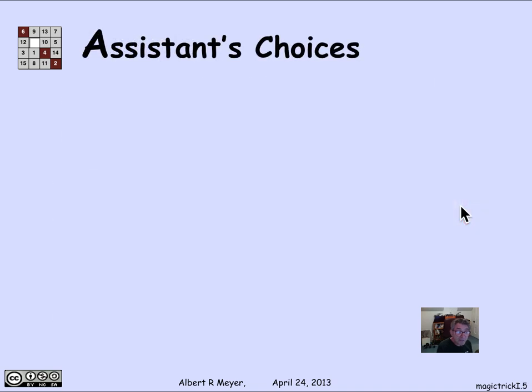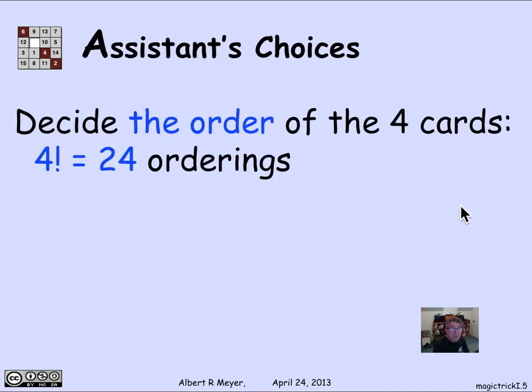Well, if you think about it a little bit, what the assistant can do is decide on the order in which to reveal the 4 cards, because the assistant will be showing them one after another, lining them up on a board or holding them up in the air in their hand. There's going to be a 1st card, 2nd card, 3rd card, 4th card. And the assistant then has 4 factorial possible orderings of the 4 cards. Let's say they're ordered by their size. We can associate some arbitrary orderly way to rank the cards from 1 to 52. Then there'll be a largest, a next to the largest, a next to the smallest, and the smallest card, and you can permute those in 24 different ways.